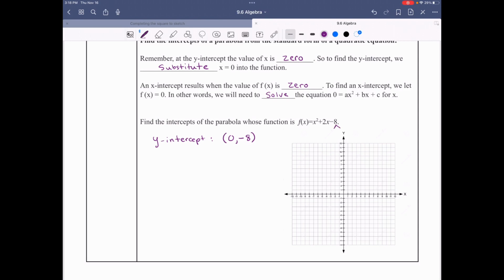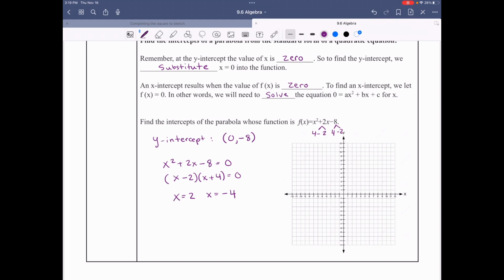Factors of negative 8 are 4 and negative 2. Those are the factors, and when we add those, we get 2. So for our factoring, we'll just rewrite this, x squared plus 2x minus 8 equals 0, because we have f of x equal to 0. When we factor that, we get x minus 2 and x plus 4. Using the zero product property, x equals 2 and x equals negative 4.